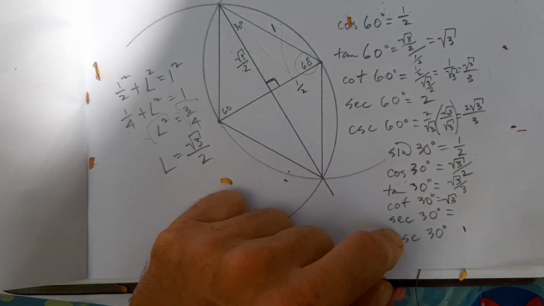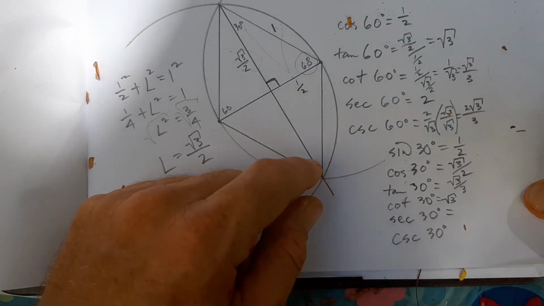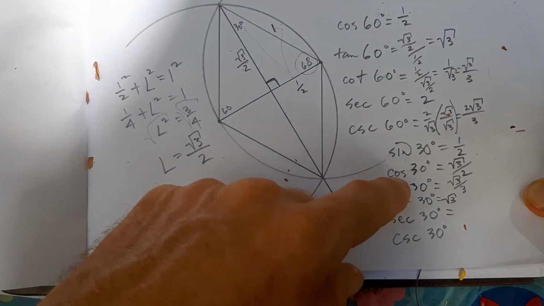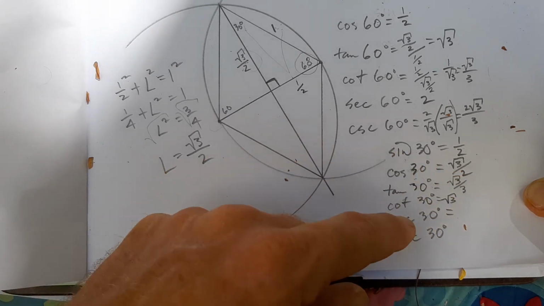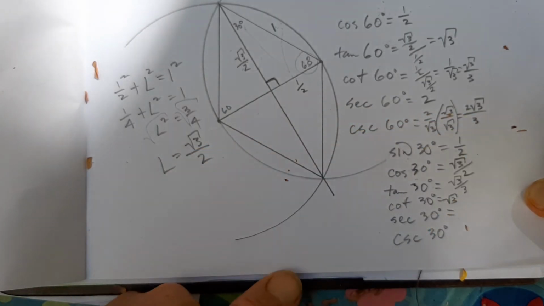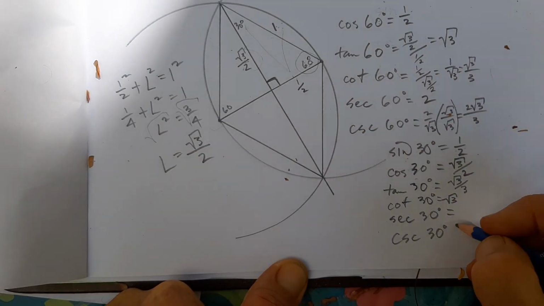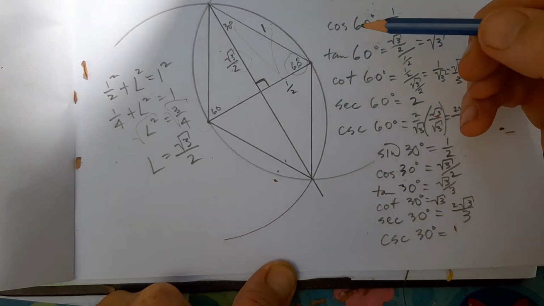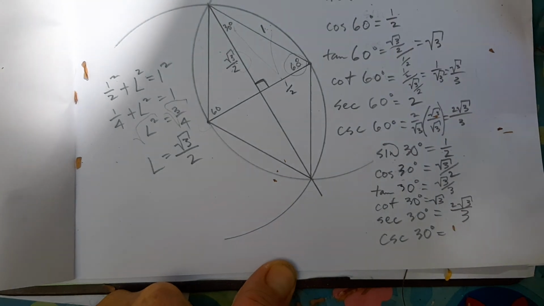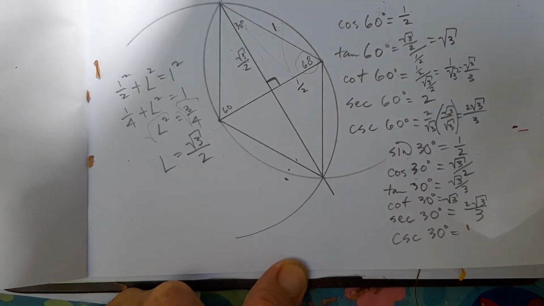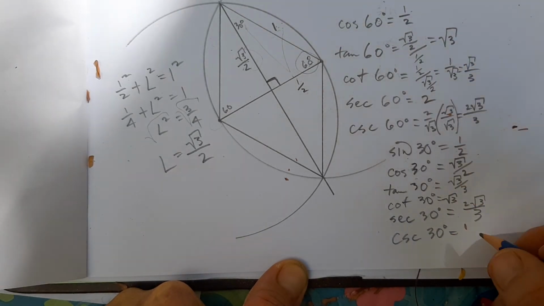Secant. All right, let's make sure we get secant correctly. Secant is the inverse of cosine. So to be the inverse of this, it should be the same as cosecant of this one. Isn't that crazy? Okay. 2 square root of 3 over 3. Cosecant of 30 is the inverse of sine. The sine would be half. It better be 2. And it better be the same as the secant of 60.